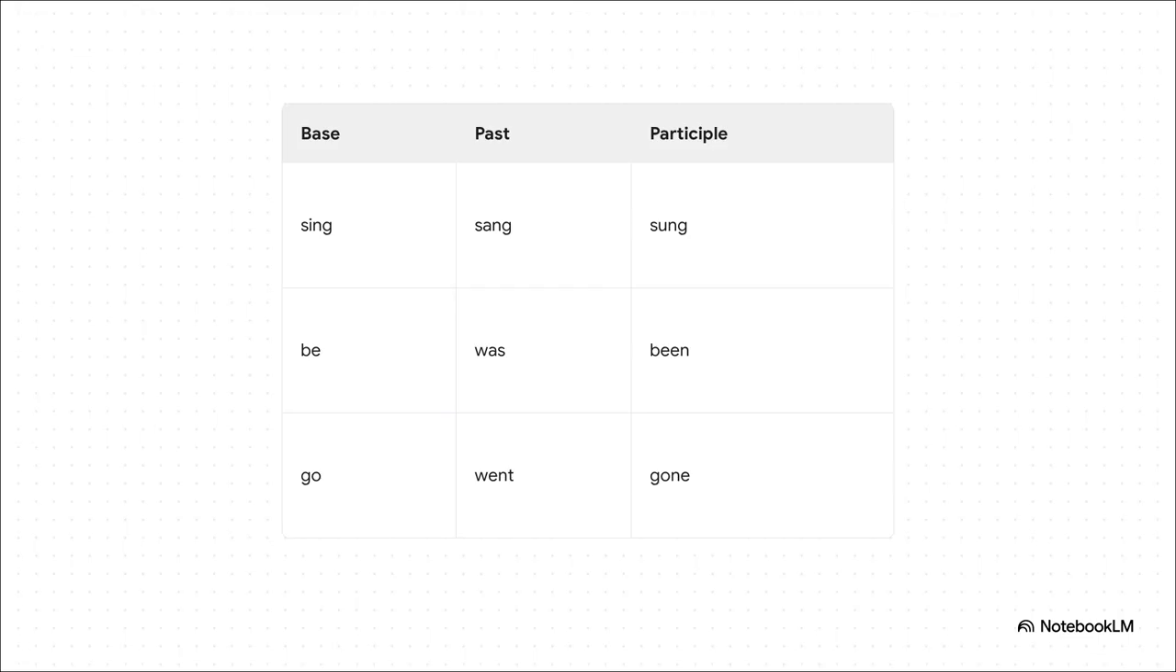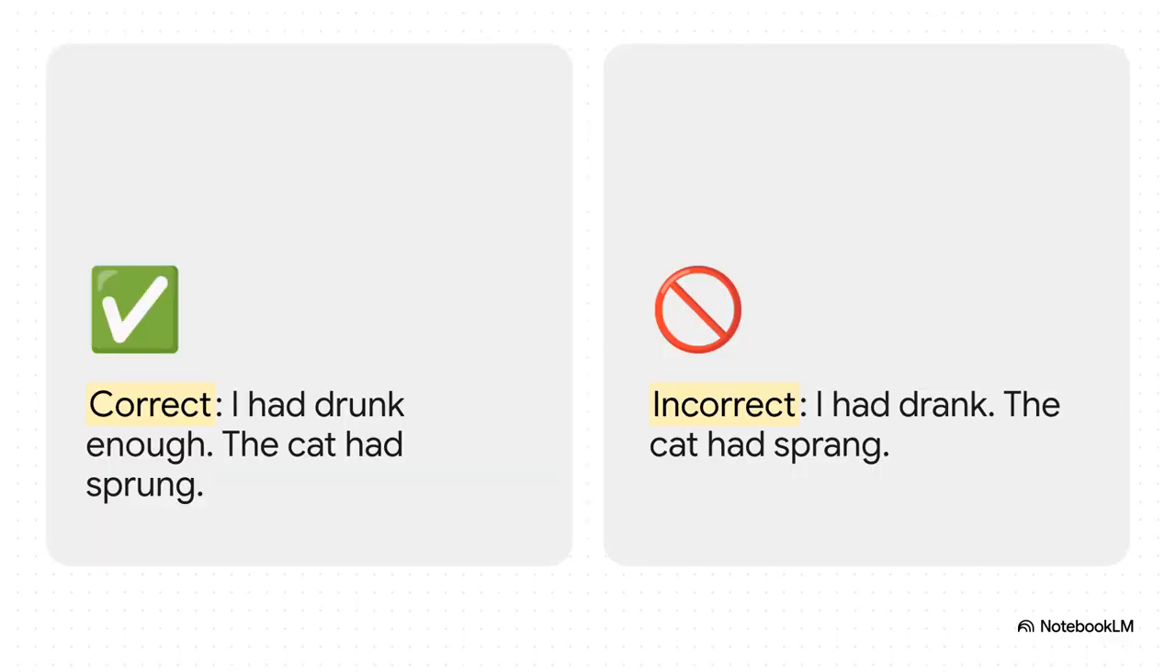Sing becomes sang and then turns into sung, go turns into went, and gone. There is literally no formula here. They simply demand raw, brute force memorization. Because they rely entirely on memorization, they are basically linguistic traps, especially if you are taking any kind of standardized test. Look at these super common mistakes.